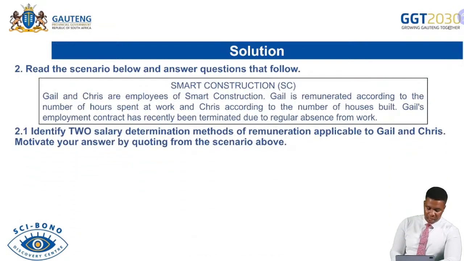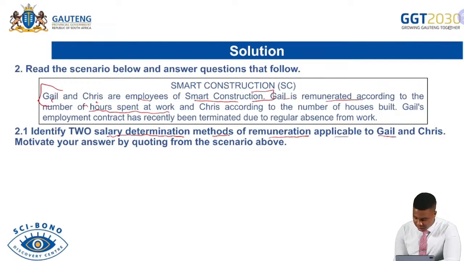What is the question saying? Identify the two salary determination methods. You need to be clear. Some sentences are just to inform you what the construction company does. Their workers are Gail and Chris. They're employees of Smart Construction. That's it. And then when we look into the second sentence, Gail is remunerated according to the number of hours spent at work. Now, that's where you get your answer because the question is saying, identify the salary determination methods of remuneration applicable to Gail and Chris. So you need to know how Gail is getting remunerated and how Chris is getting remunerated.